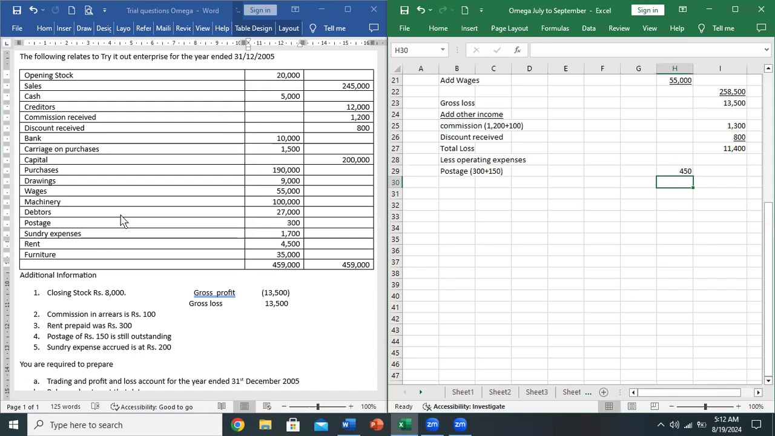After the postage, the next one is sundry expense. So we bring that one in. For the sundry expense, you have been told that sundry expense accrued is 200. So there is also another owing. So we'll bring the 1,700 given in the trial balance, and then we add the 200. That'll give us 1,900.